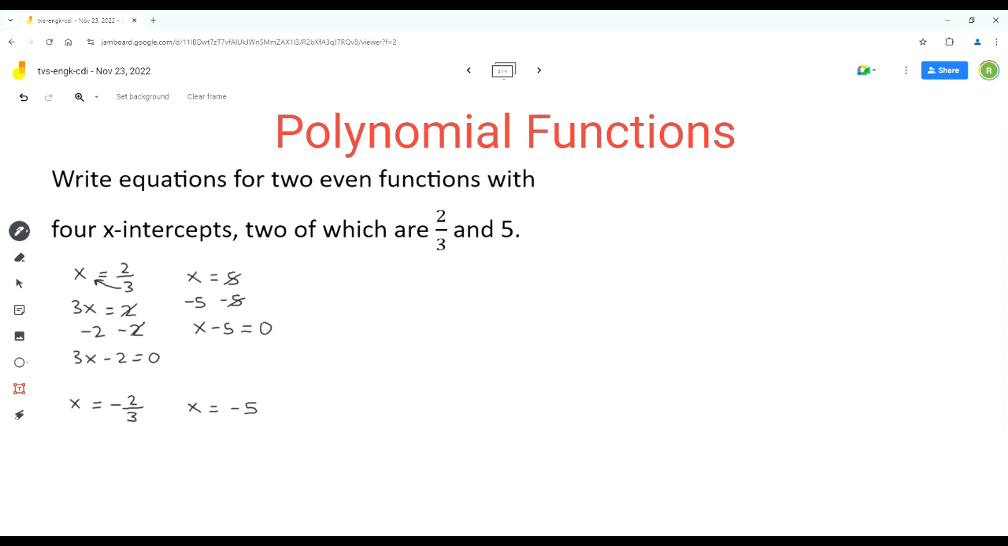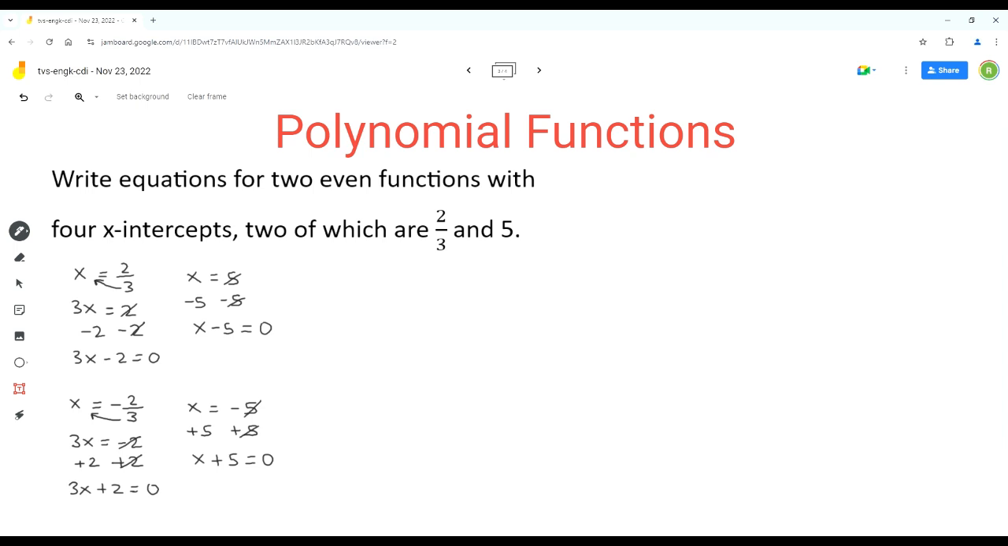Now we can create the factors from these two x-intercepts. So let's start with x equals negative 2 over 3. We can cross multiply the 3. Now we can add 2 to both sides. This can be the third factor for the function. Now we can work on the fourth x-intercept. This can be the fourth factor.